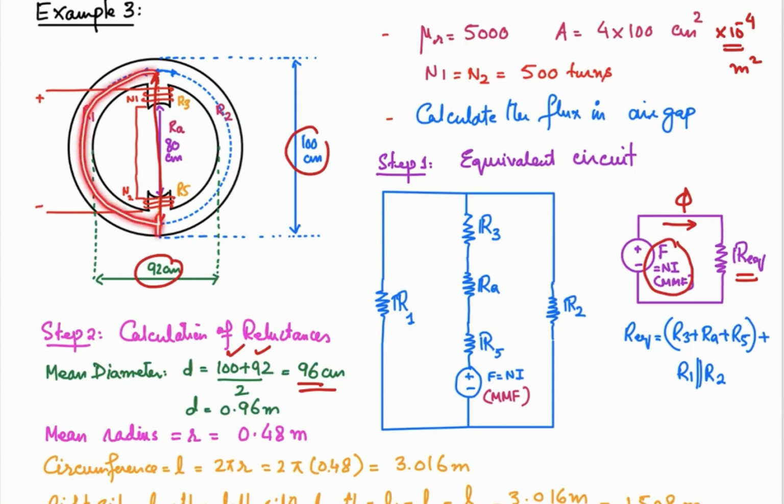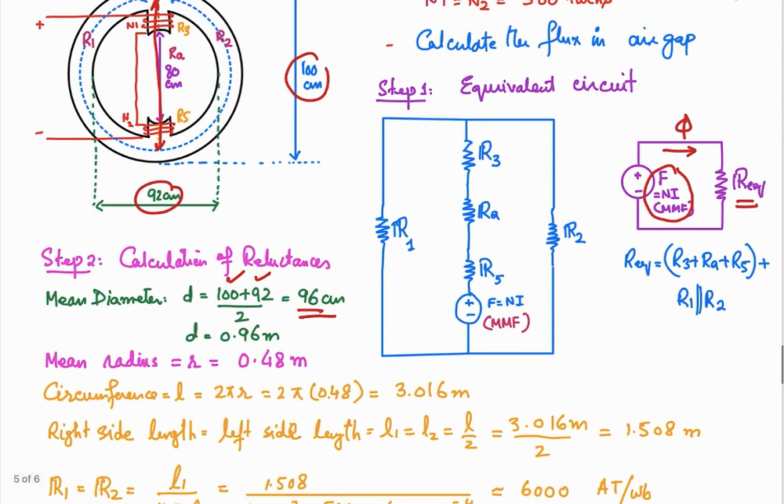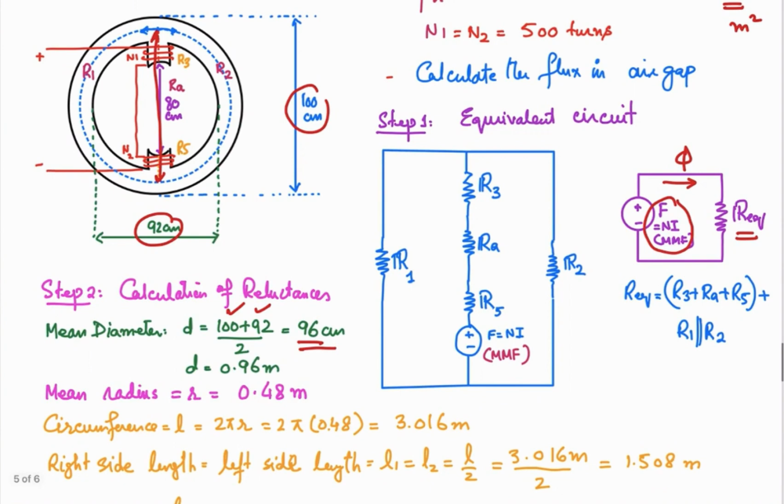Circumference divided by 2. So let's calculate the total circumference, that is 2 pi r, 2 pi into 0.48. So this is the total circumference or the length of the core in meters. So right side length is equal to left side length. So L1 and L2 both are equal, and that is equal to L by 2 that you calculated over here. So the length of core for each side is half of the circumference, that is 1.508 meter.